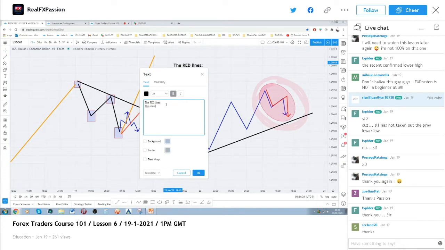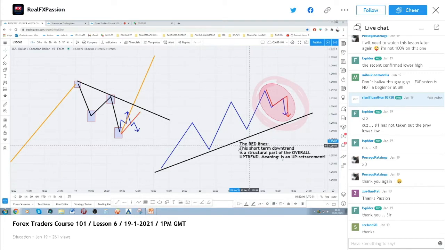The red lines, this short-term downtrend is a structural part of the overall uptrend, meaning it is an up retracement, the red lines, everybody. And Pesego is saying the market always follows the higher time frame.